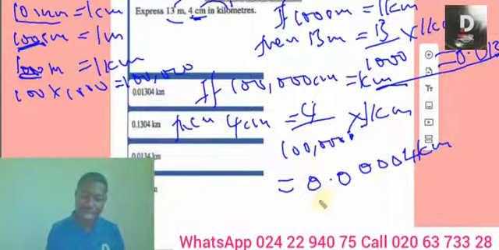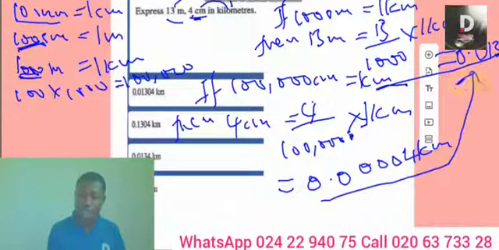So I add this answer to that answer. That is the final answer. So the answer plus answer, let me type it again and get it. So 0.013 plus 0.00004. Remember that. The answer is what? 0.01304.